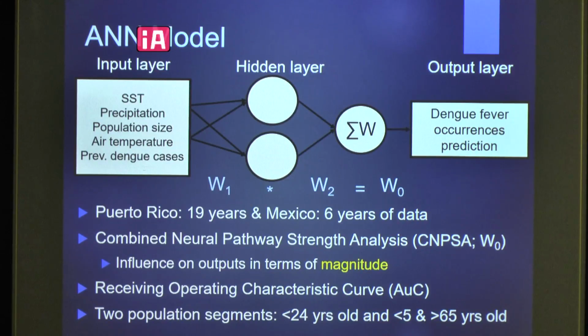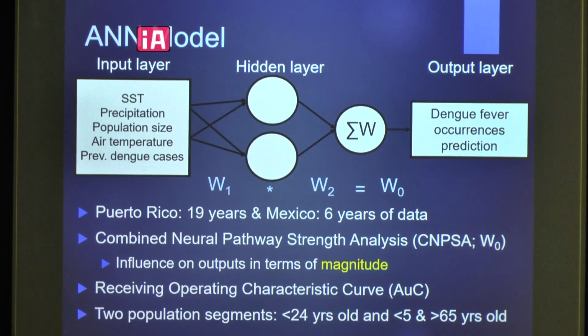And finally, these models were divided into 2 population segments. Those younger than 24 years old, and those younger than 5 and older than 65. The reasoning behind this is that when you look at the data, you tend to see different peaks in the number of cases. Those younger than 24 are more exposed to the virus. We're more outside, so we're more at risk that a mosquito comes and bites us and we get infected by the virus. Those younger than 5 and older than 65, it could be more related to their immune system.